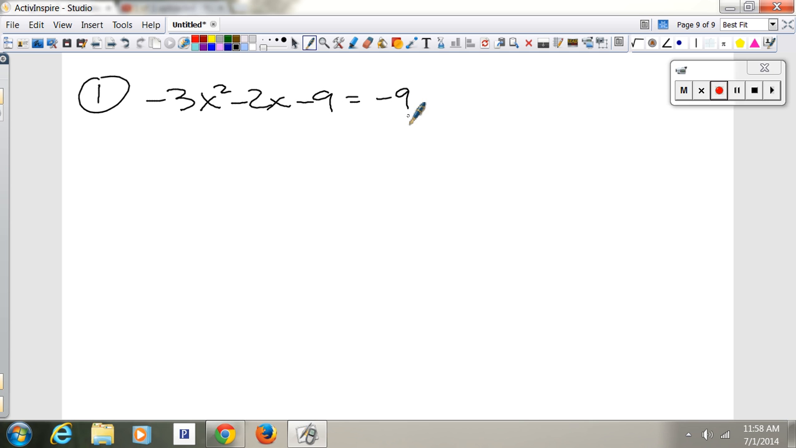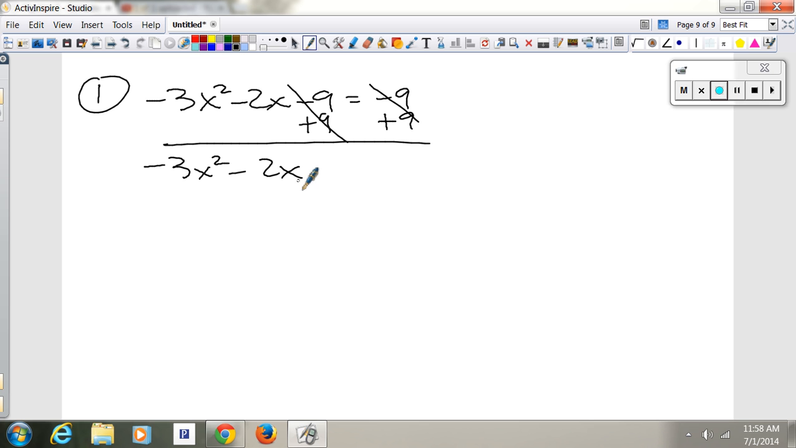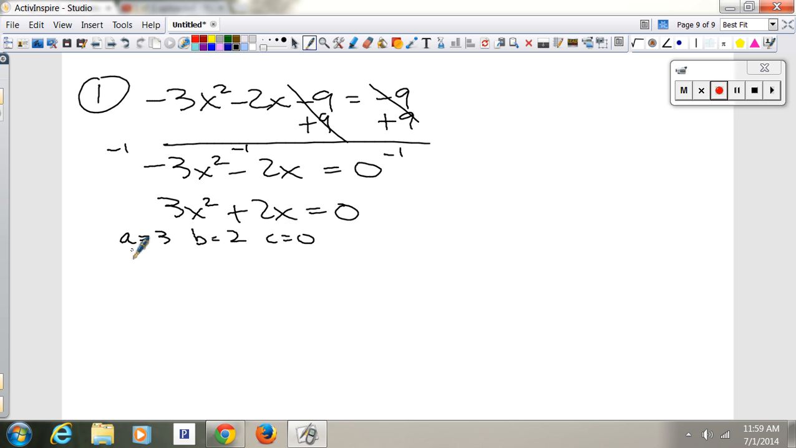You need to get it equal to 0, so add 9 first. Those are both going to cancel out. You'll have negative 3x squared minus 2x equals 0. You don't want a negative out front. A should never be negative. So what you want to do is multiply everything by negative 1. So you'll get 3x squared plus 2x still equals 0. A is 3, B is 2, C is 0. There's no C there, so it's just 0.